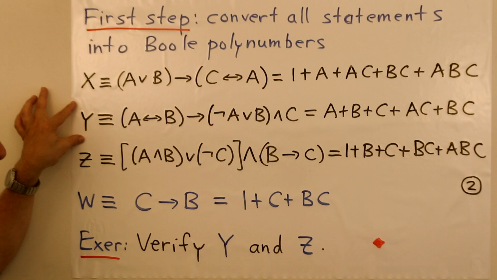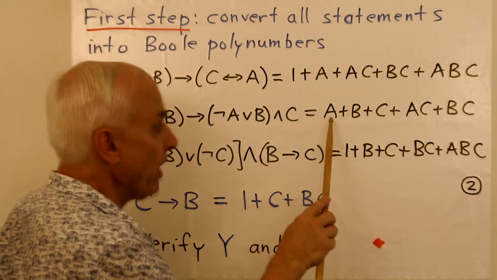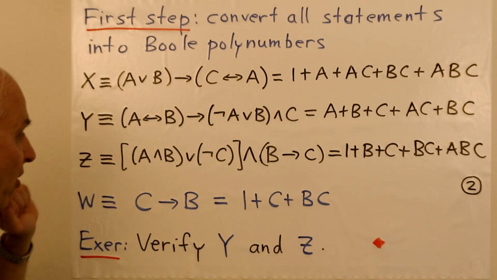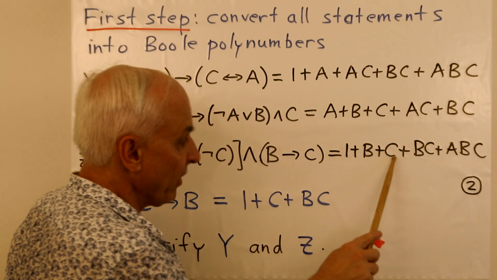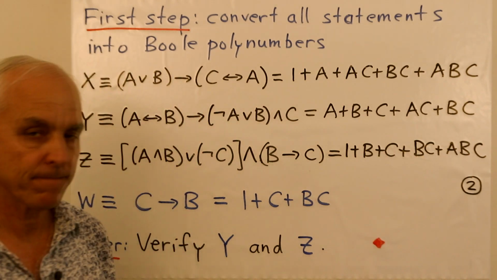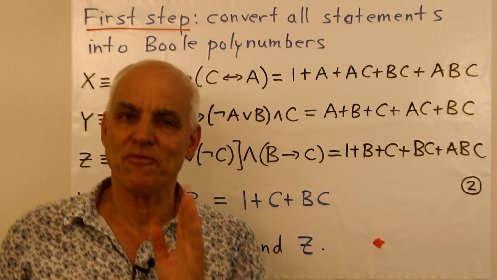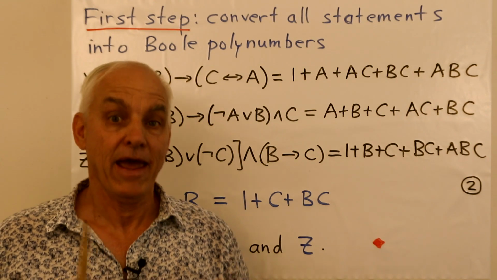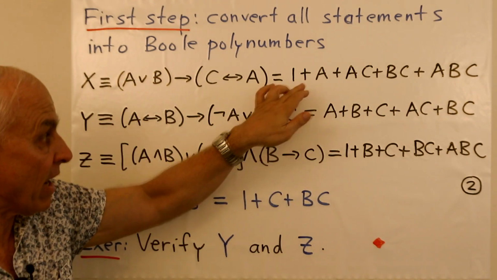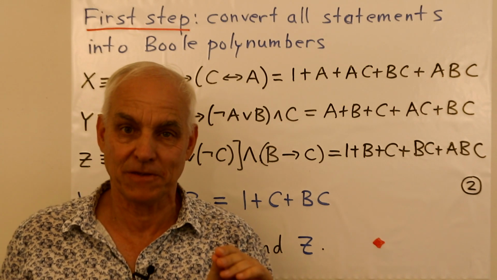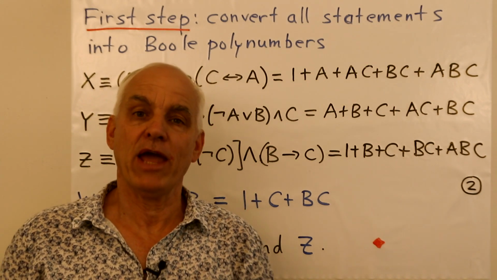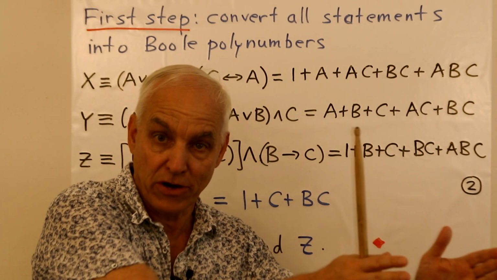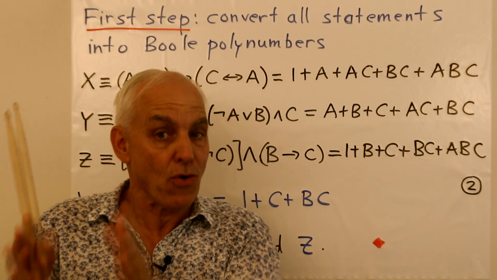The second premise, which we might call Y, turns out to reduce to A plus B plus C plus AC plus BC. And the third one, which we might call Z, turns out to be 1 plus B plus C plus BC plus ABC. And I remind you that with the algebra of Boole, very happily, these are canonical objects. Anybody doing this, if they do it correctly, will arrive at exactly the same answers. So we do not have the ambiguity that we have in the Boolean algebra point of view, which currently is the framework both for electrical engineering and for classical propositional logic courses.